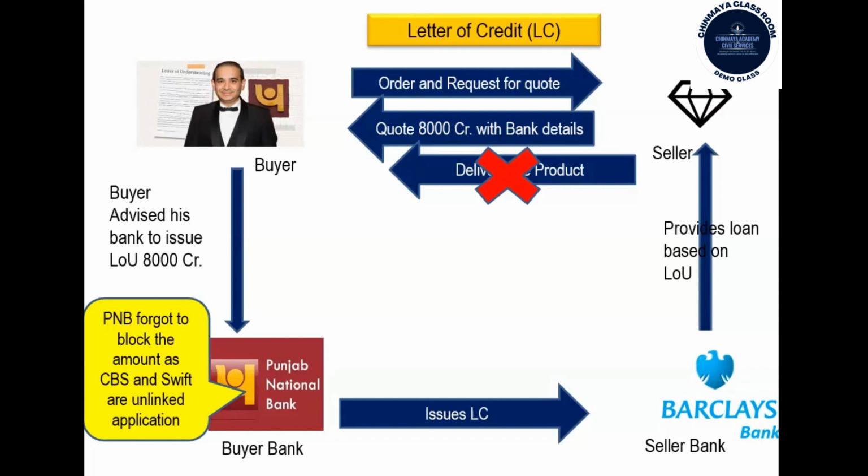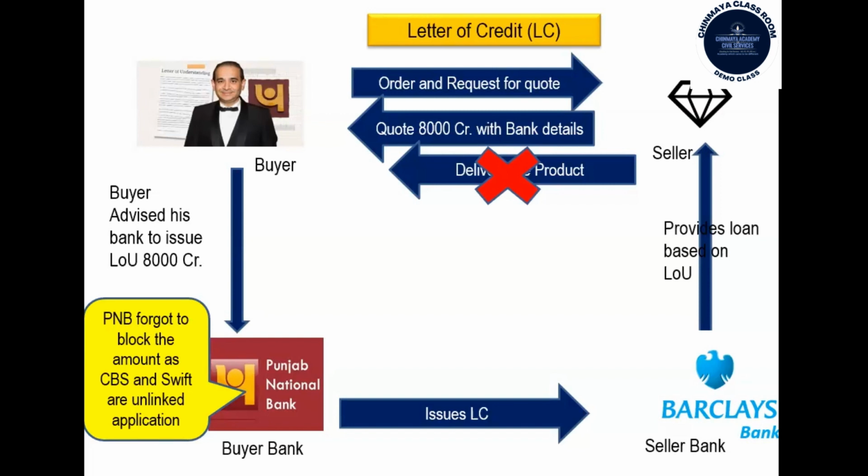They contacted PNB saying that, boss, based on your LC, I gave a loan to this person, 8,000 crores. Now he is not here. Now you send the money. Now only Punjab National Bank is realizing. Then they go and see the account, only to see zero balance in the account. Money is missing.